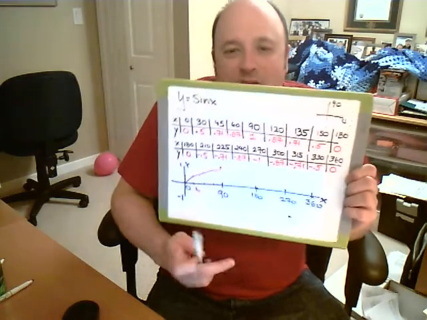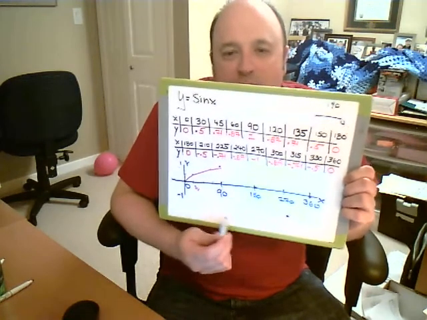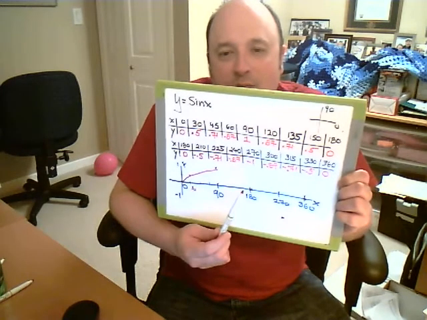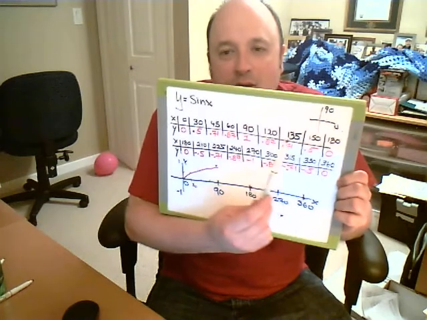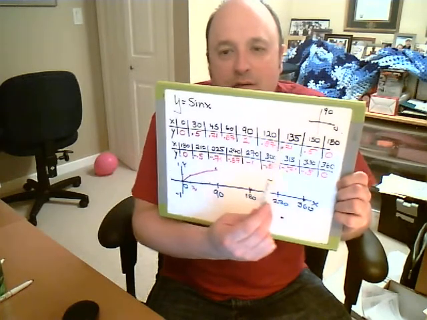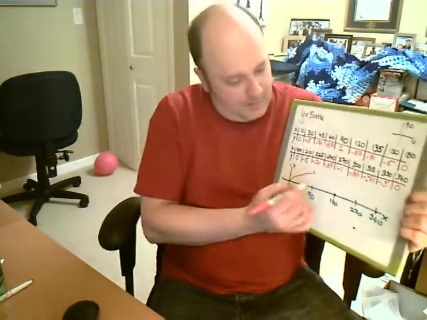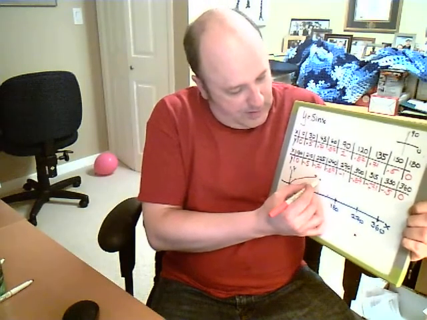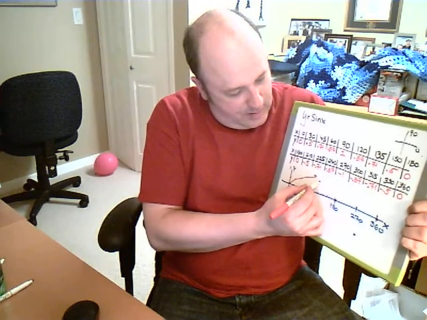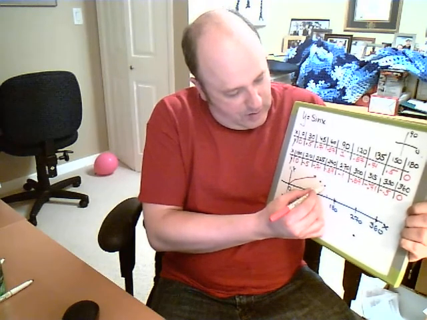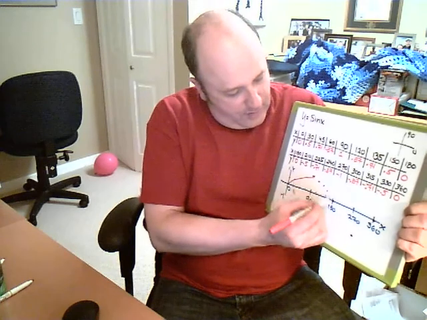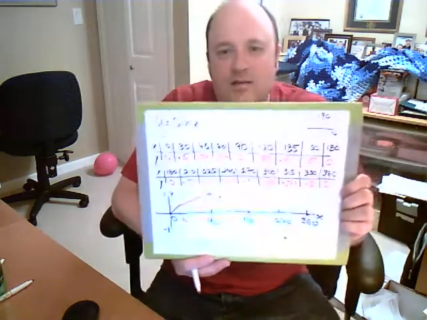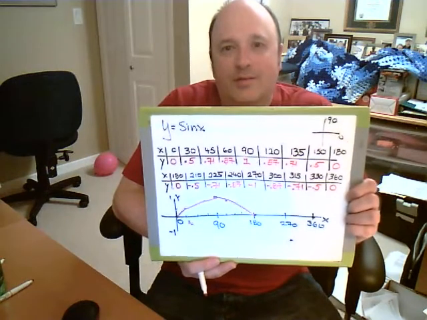Now, in each interval, between 0 and 90, I have 3 indicators, three notches. Between 90 and 180, I've got 3 more to plug in, same distance apart. So 1, 2, 3. And we start going back down. So 0.87, 0.71, 0.5, and then back down to 0. Just like that.